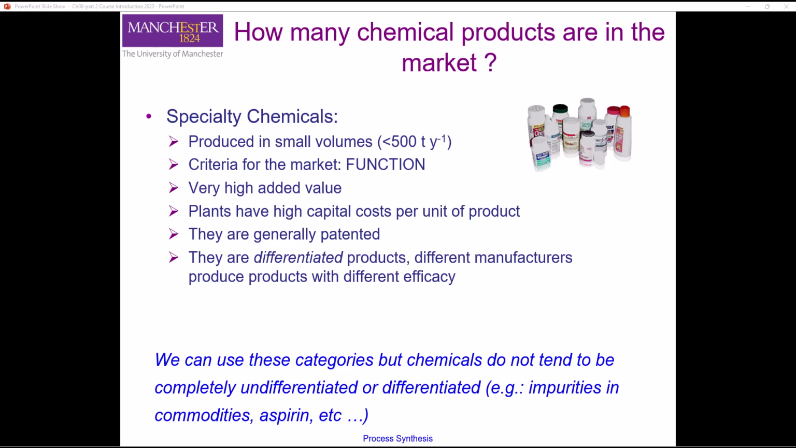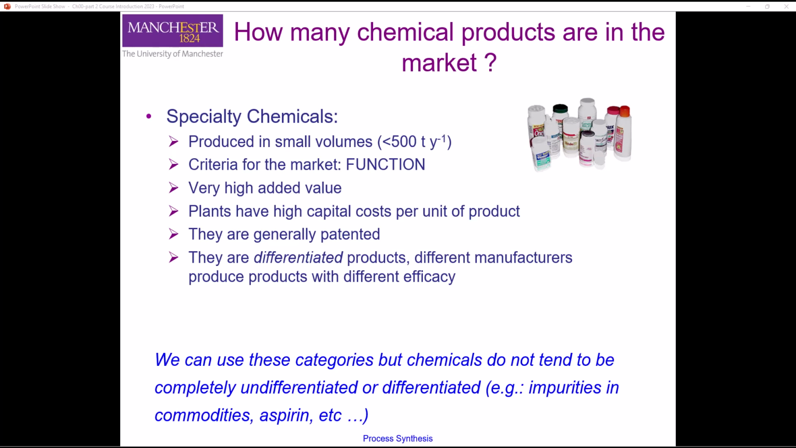Now we can classify different chemicals into different classes based on if they are differentiated or undifferentiated. However, undifferentiated and differentiated should be thought of as relative terms rather than absolute terms for chemical products. In practice, chemicals do not tend to be completely undifferentiated or completely differentiated. Commodity or fine chemical products might have impurity specifications as well as purity specifications. And the traces of impurities can, in some cases, give some differentiation between different manufacturers of commodity and fine chemicals.